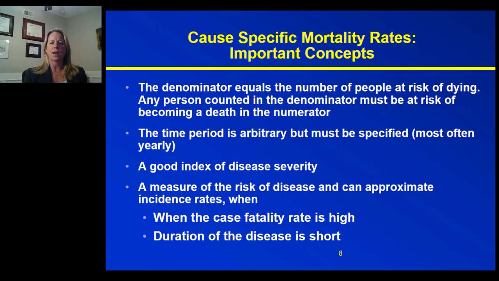Now, some important concepts specific to mortality rates are that the denominator equals the number of people at risk of dying. So anyone counted in the denominator must be at risk of becoming an event or a death in the numerator. And the time period is arbitrary, but must be specified. And as I noted already, most often the time period for mortality is 1 year. This is a good index of the disease severity and a measure of the risk of disease, as well as can approximate incidence rates when the case fatality rate is high, and I'll discuss case fatality rate in a moment, and when the duration of the disease is short. So again, overall annual mortality rate can be an indirect measure for risk when these 2 conditions are held.